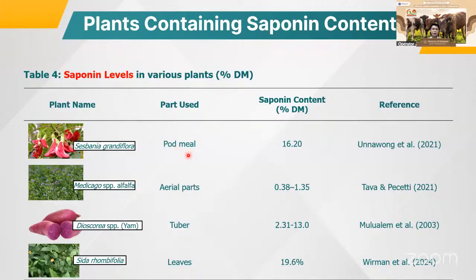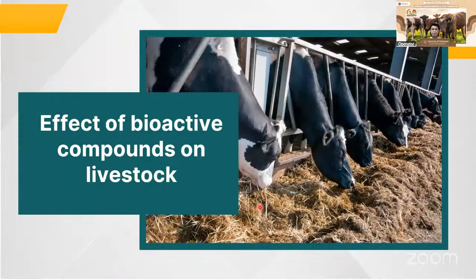Saponin as well can be found in some plants like sesbania, alfalfa, or yam tuber, cedar. The range of saponin can vary from 1 to 19%. So these several plants can be considered to get phytonutrient compounds to improve the quality of the silage.